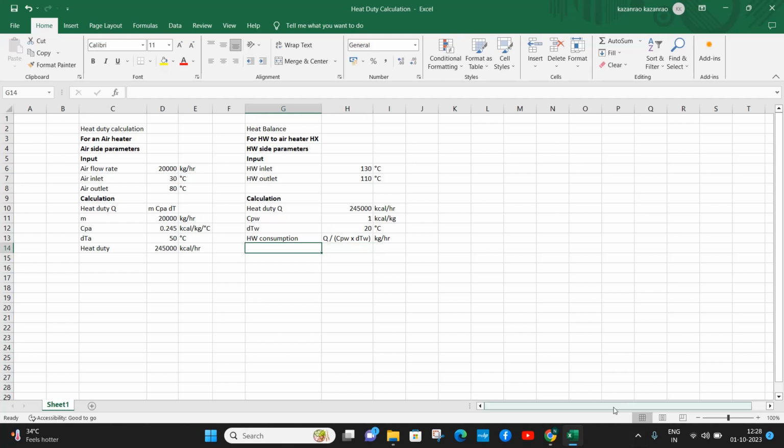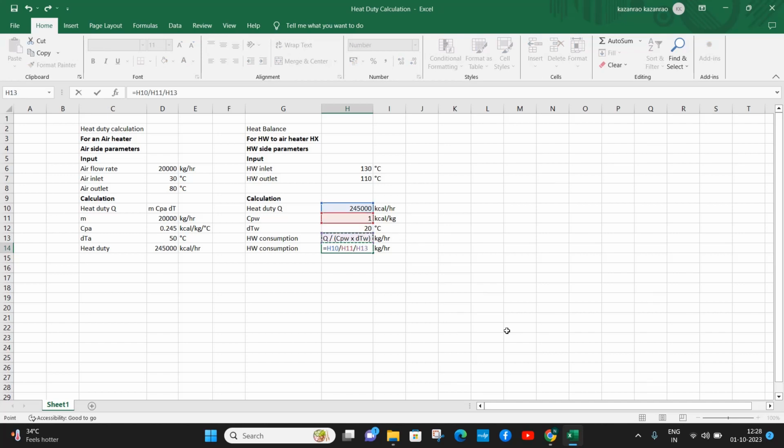Now the hot water consumption is calculated using heat duty, specific heat, and the delta T. We will come to the consumption value, it is 12,250 kg per hour. This is actually a circulating water, so consumption says it is not consumed, it's a closed circuit, and this is the flow rate required by the circulating pump for the hot water heat exchanger.